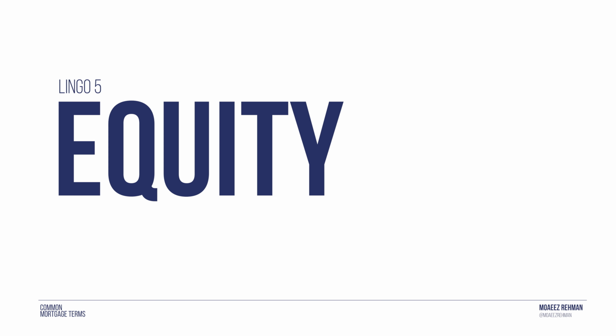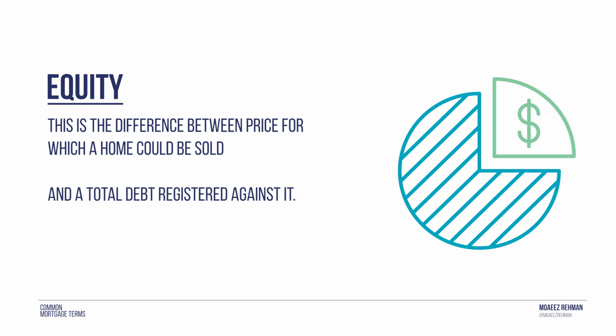Next up, we have a term called equity, and this is the difference between the price for which a home could be sold and the total debts registered against it. That's a little language heavy, but let's break it down. Let's presume that you have a home and the mortgage on that home is $500,000. That's your mortgage amount. However, let's say the value of your home is now $1 million. The $500,000 difference right here is considered your equity. So if you ever hear the term, I'm going to take equity out of my home, it's also a strategy that investors often use. That's what they mean.